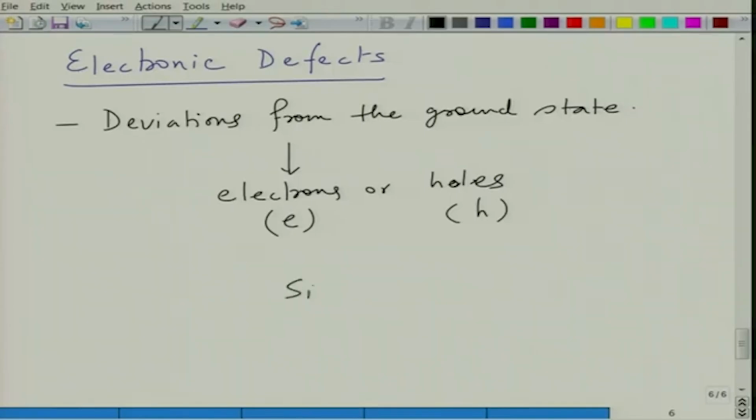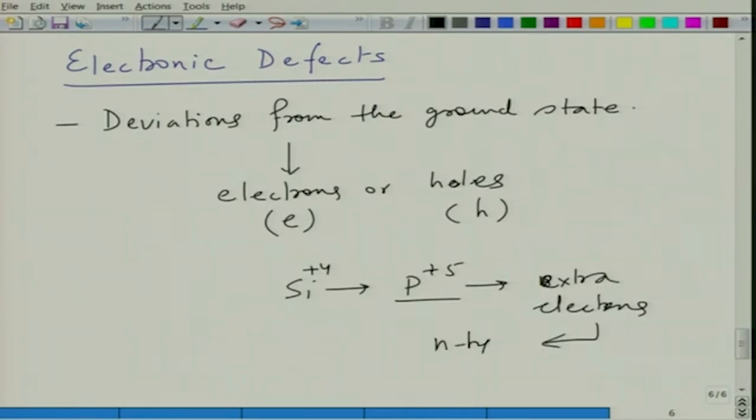So for example, we know in the case of silicon, when we put phosphorus in it, the silicon is +4, phosphorus is +5. What phosphorus does is it creates extra electrons, and this makes silicon n-type, and those are extra electrons, extra charge that is created. These are electronic defects. Similarly, when you put in a 3+, like boron is 3+, it creates holes. So these are basically electronic defects as we call them.